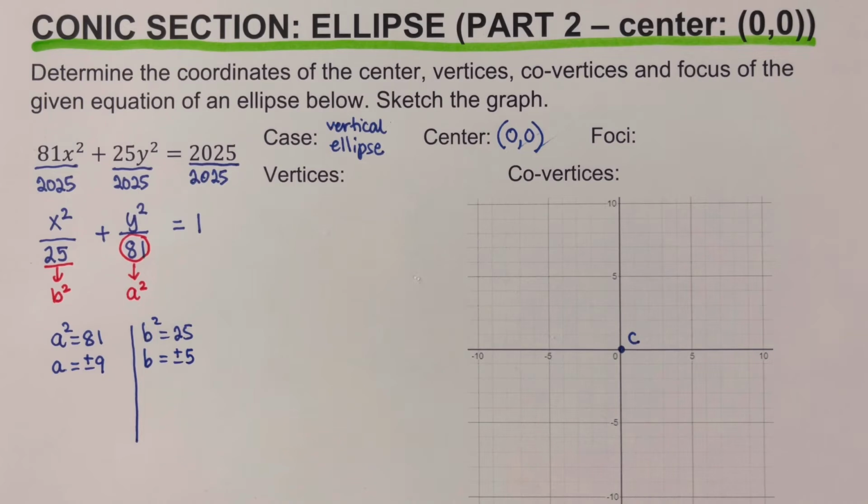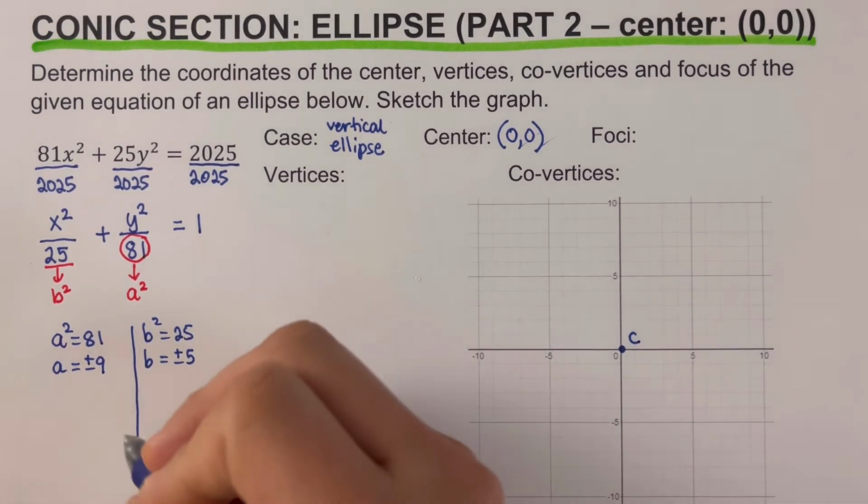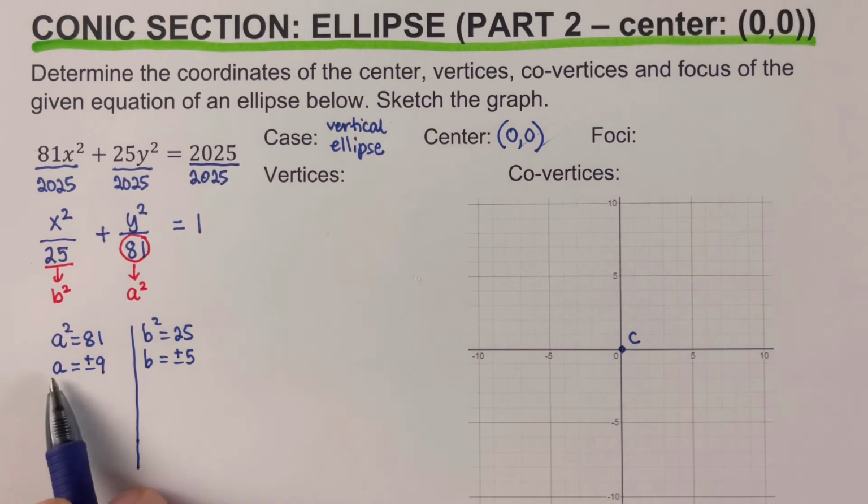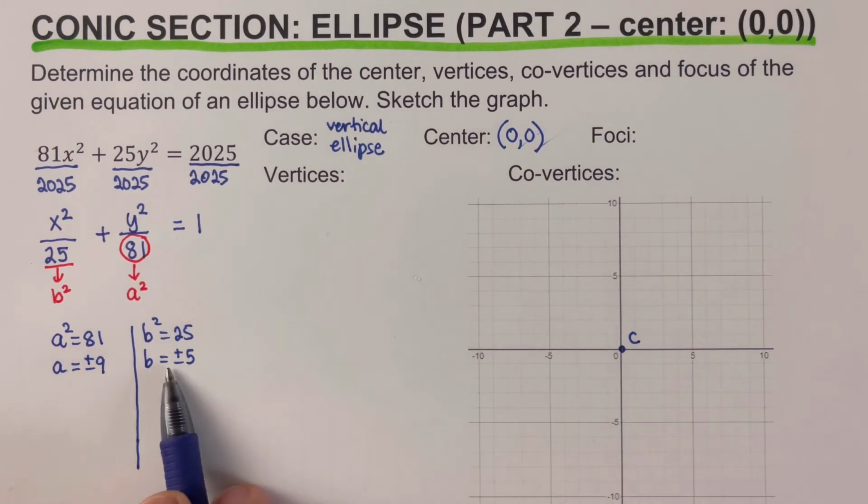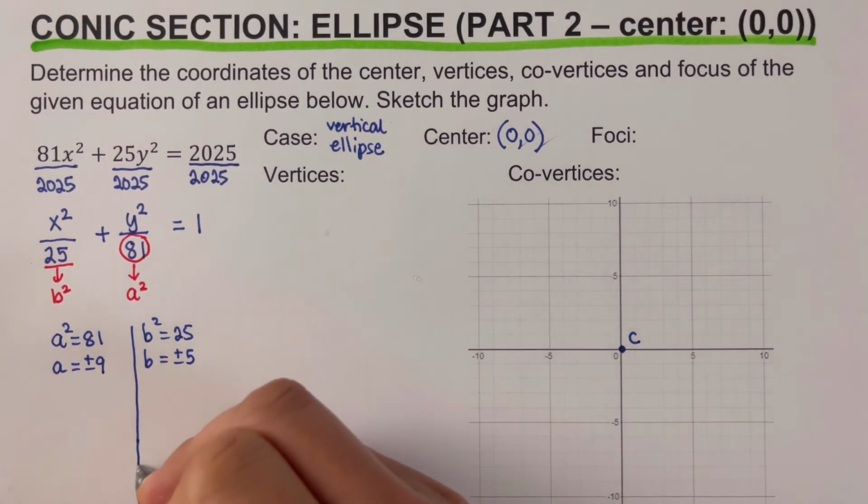So others are going to say, how did you get that value? I just got the square root of 81, so that's plus or minus 9. The square root of 25, so that's plus or minus 5. Now we remember that A is the distance from the center to the vertex and B is the distance from the center to the co-vertex. So I will label that down here.